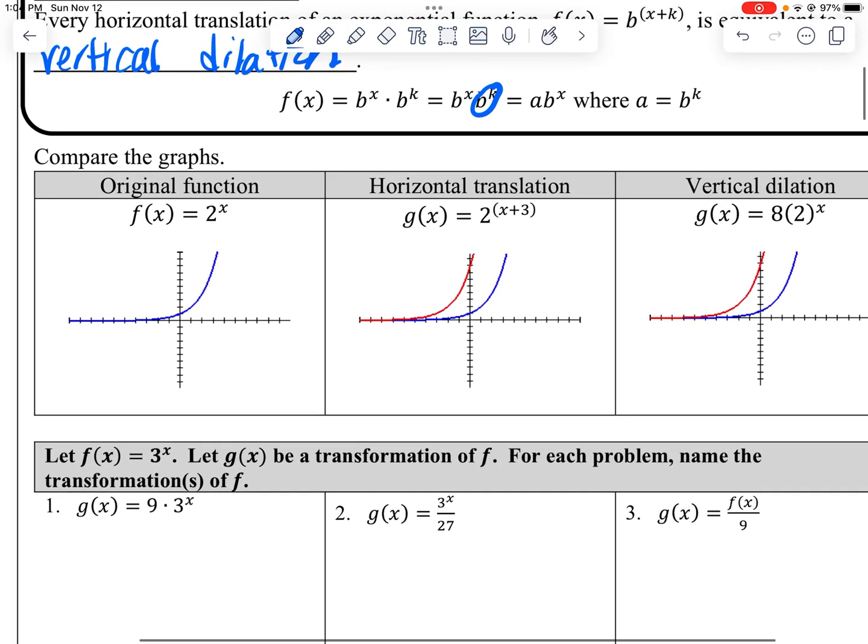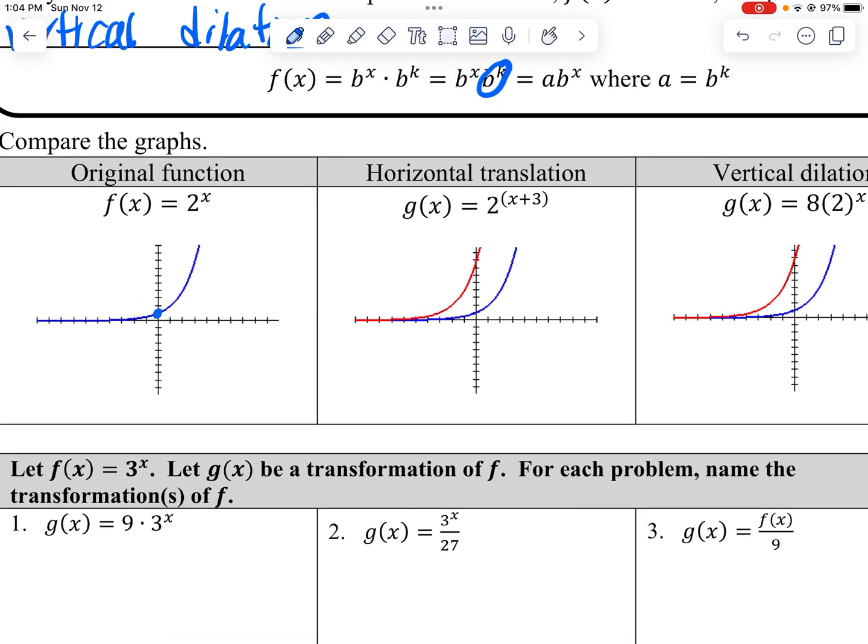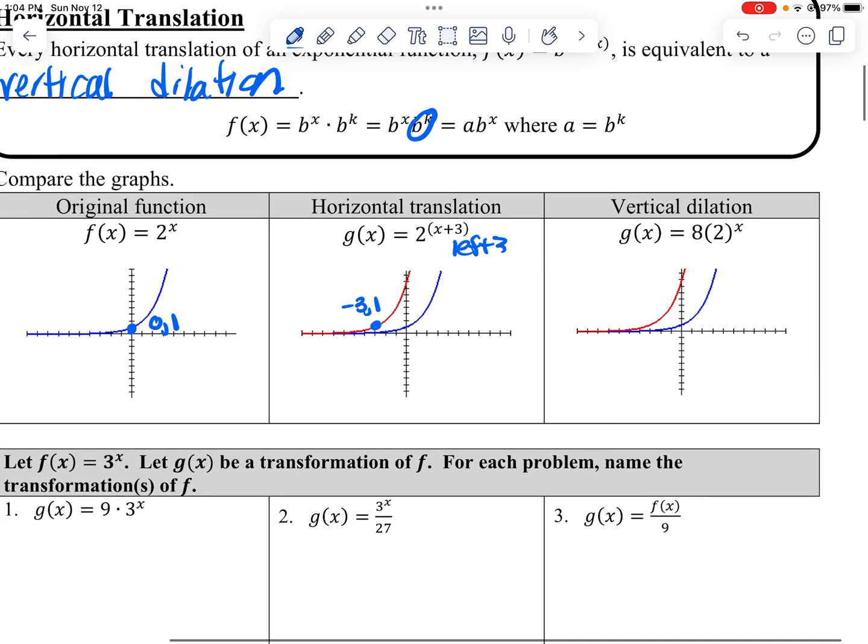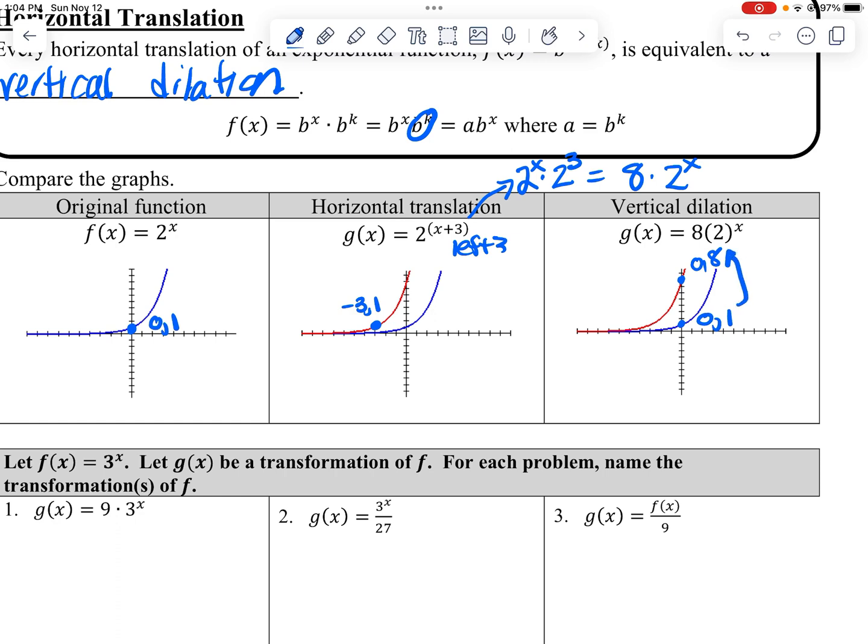So let's take a look at it. This is 2 to the x, and we have that point (0, 1). And what does this do? This moves it to the left 3. So 1, 2, 3. Here's now the point (-3, 1). Well, what really happens? Because if we were to do this, by our rule of exponents, 2 to the x times 2 to the third is really 8 times 2 to the x. So our starting value is now up here at 8. You can see our original down here, (0, 1), it is that vertical dilation.